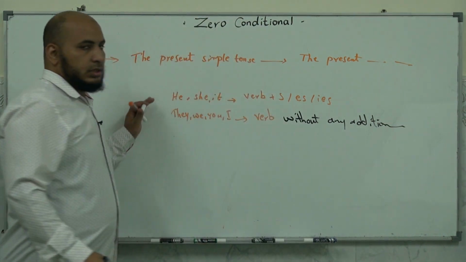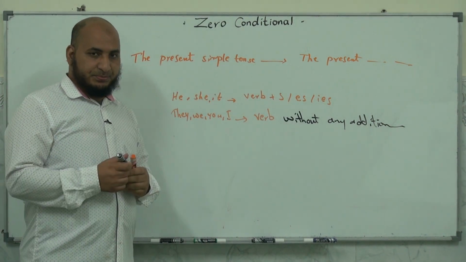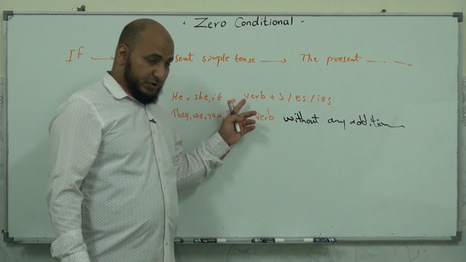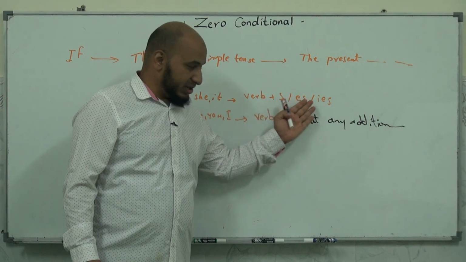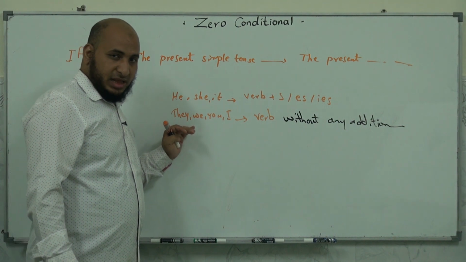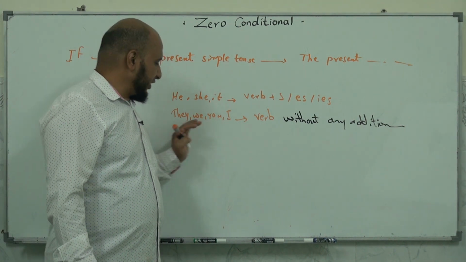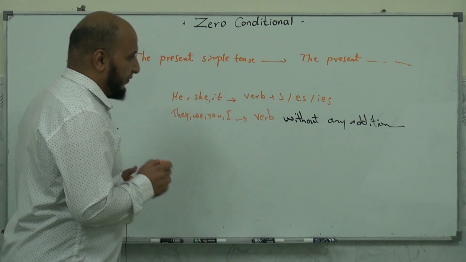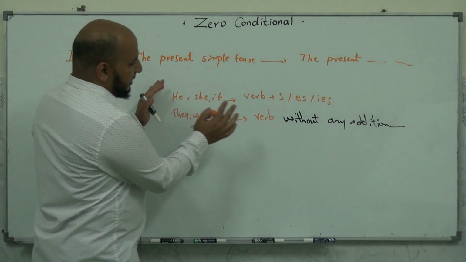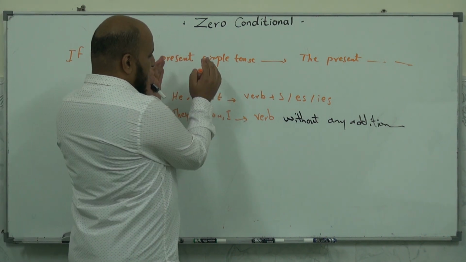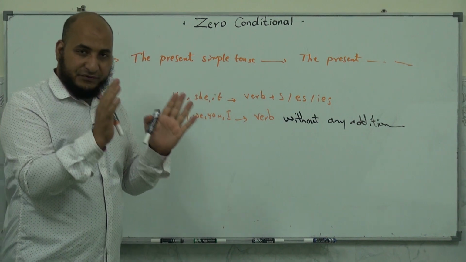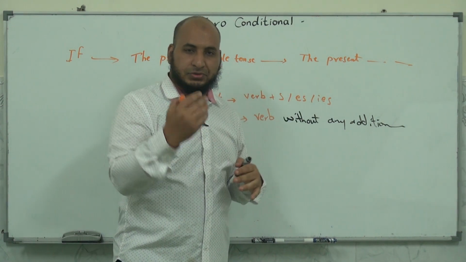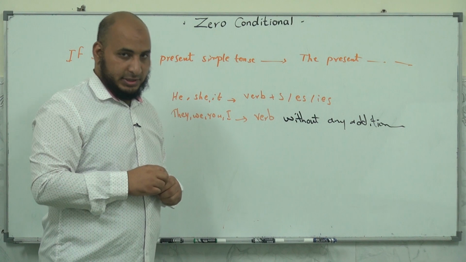Okay. So again, the form of the present simple tense: singular pronoun such as he, she, it, verb plus s or es or ies; plural pronoun such as they, we, you, I, plus verb in the infinitive what? Infinitive form. Okay. So you can use these forms in the first side of the sentence after if. And the second side also you can use the form of the present simple tense.